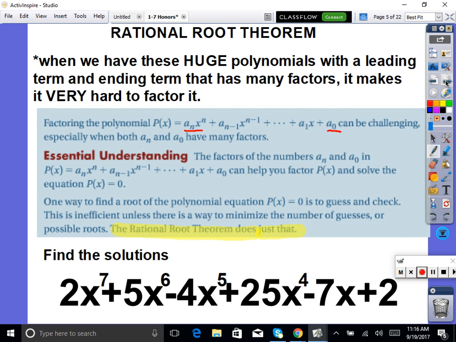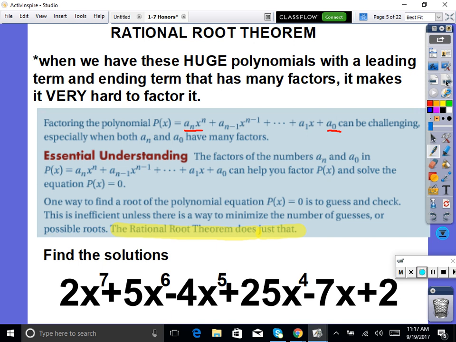Now, guess and check would not take us all day long. How do we know what numbers to plug in? We don't. Right now, if I just said guess and check, you would be trying out every number known to mankind, and that would take you the rest of your life. Well, guess what? The rational root theorem gives us a way to actually have less guess and check. It gives us the possible rational roots of a polynomial. So that's what we're going to learn about first.